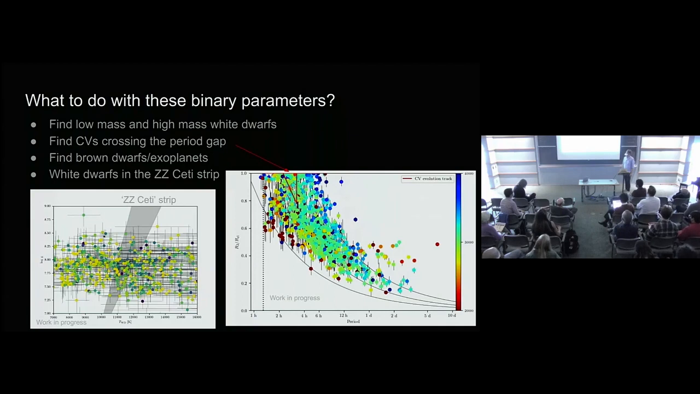But that's really interesting. The thing is, observationally, you can't do this because you've got an M dwarf there, so the colors are all messed up. So we really need to do the modeling to figure out what temperature the white dwarf is. Okay, thank you.